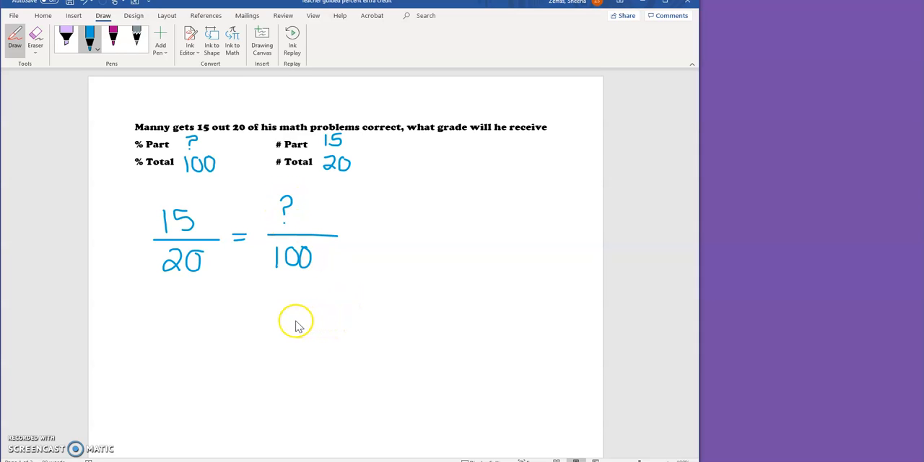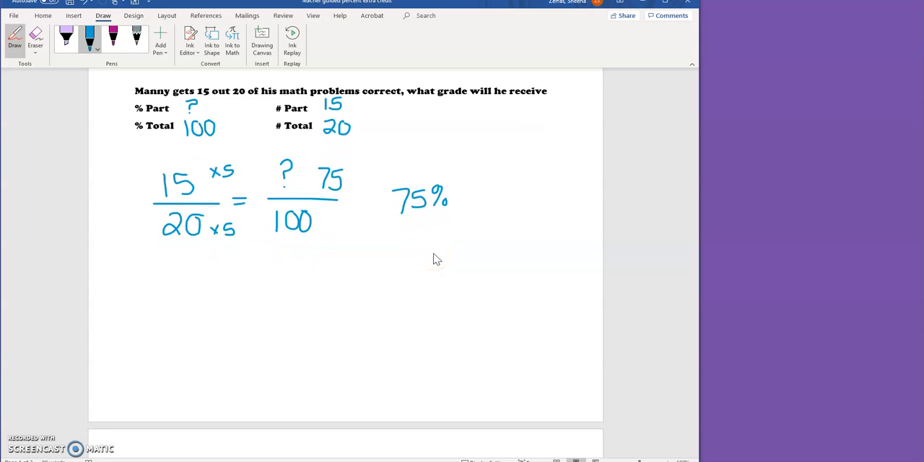In a question like this, we're going to be trying to figure out what did I multiply this original fraction by to get a number out of 100. And 20 times 5 will give me 100. So 15 times 5 is 75. We want to make sure we're giving that as a percent. So 75%. Let's take a look at another one.